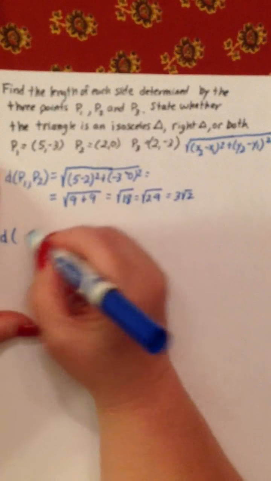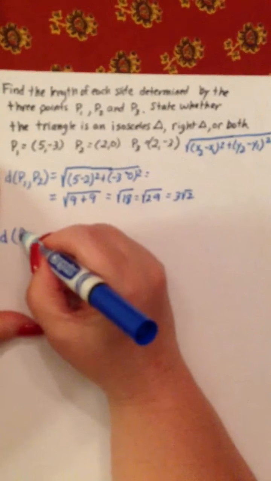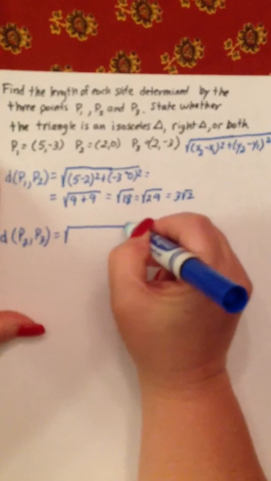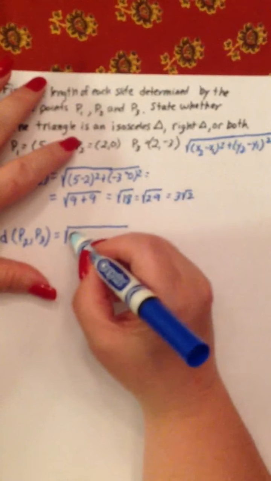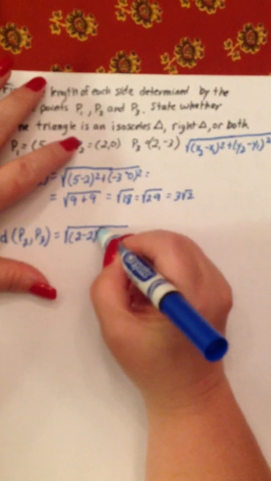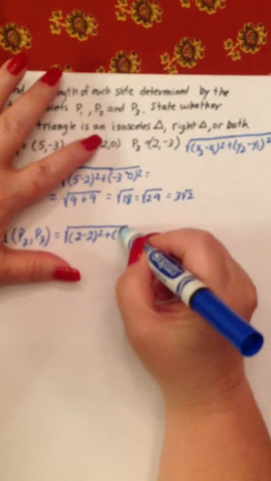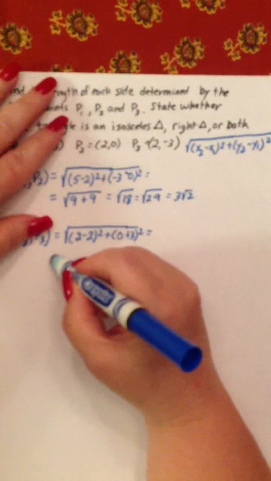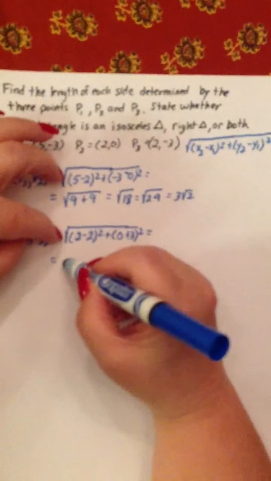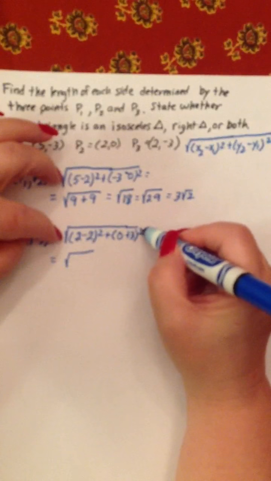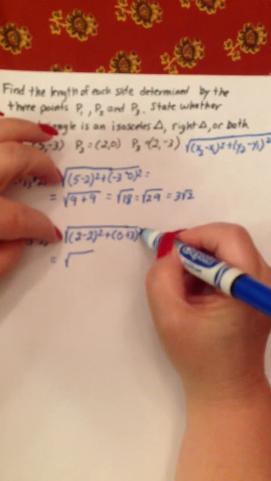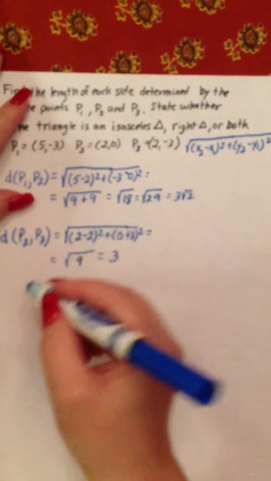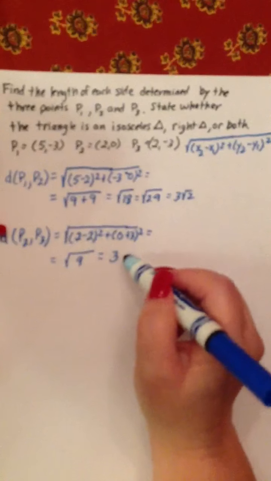Next, the distance between point 2 and point 3. Okay, so it's the square root of point 2 and point 3. So you're going to go 2 minus 2 squared plus 0 plus 3 squared, which would give us 2 minus 2 is 0, and then 0 plus 3 is 3, and 3 squared is 9, so this is going to be just 3. Okay, so the distance between point 2 and point 3 is just 3.